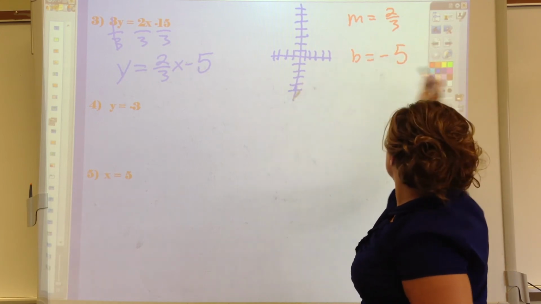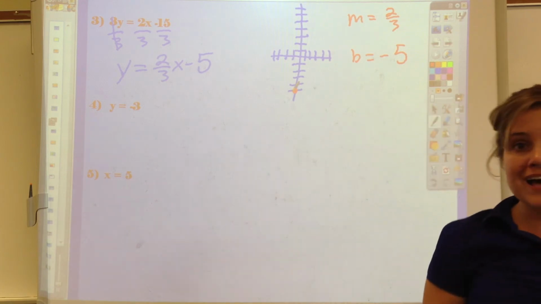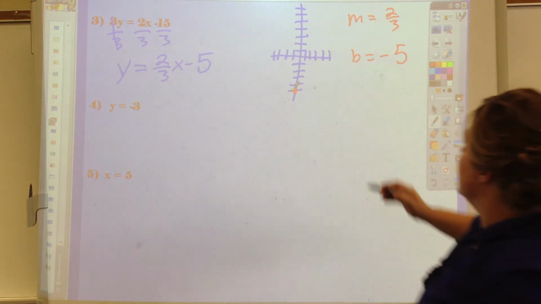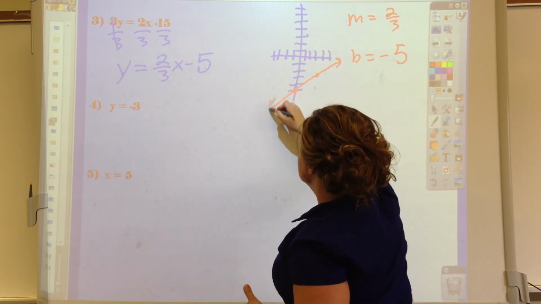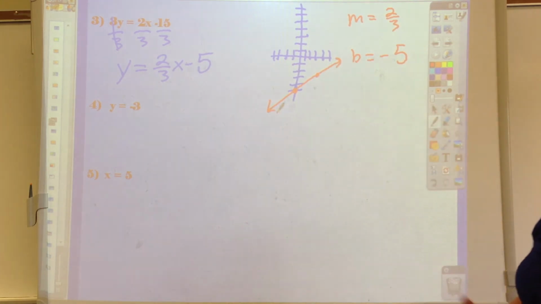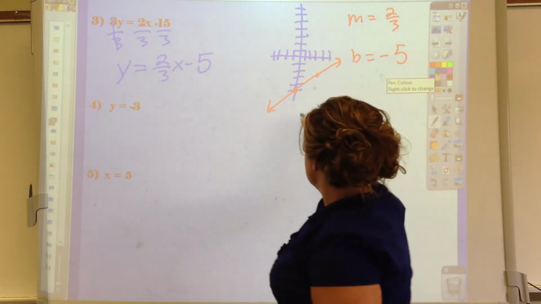So we'll come over here to our graph. I'm going to start at -5. My slope is positive, so I'm going to go up, and I go up 2 and over 3. I connect my dots, and I'm done. Notice that my domain is all reals, and my range is all reals. All right, let's look at number 4.